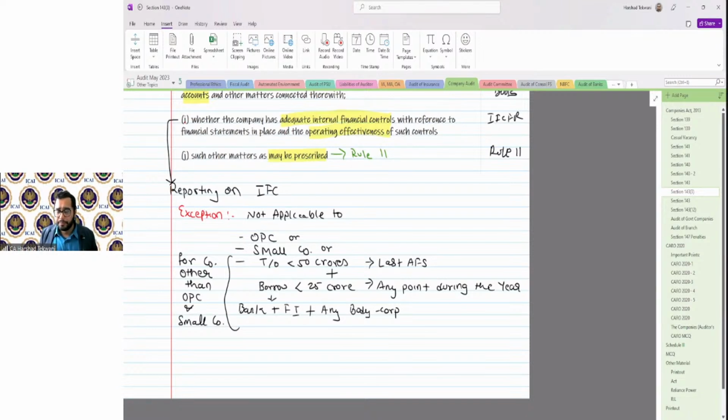Any other doubts? Okay, the question is about QCR before each audit report.